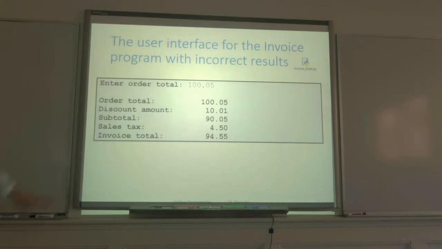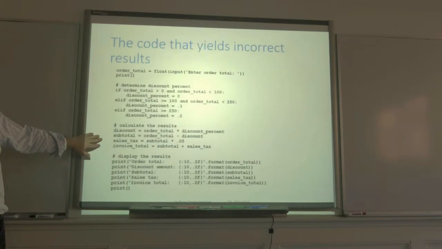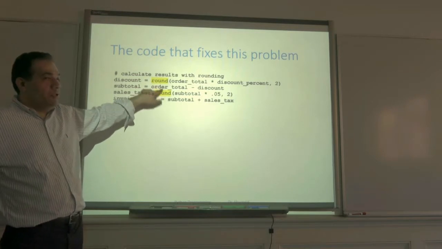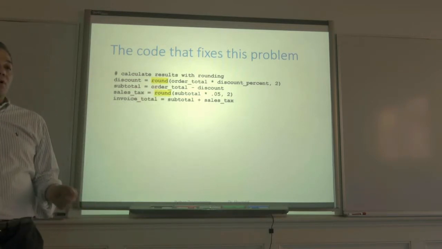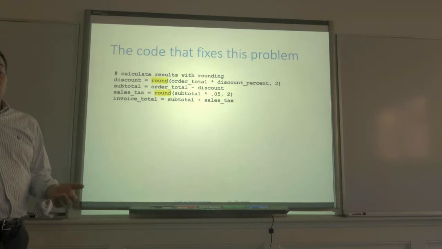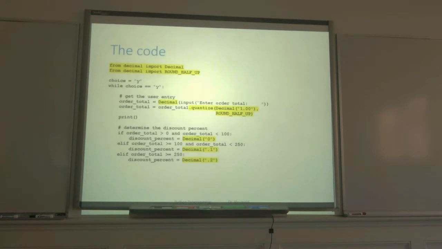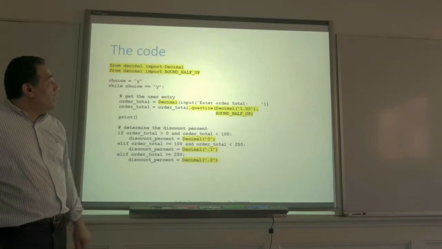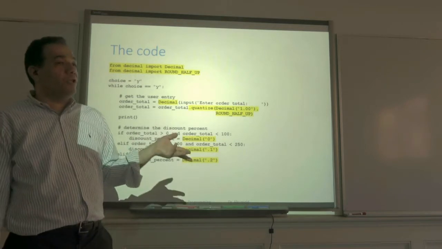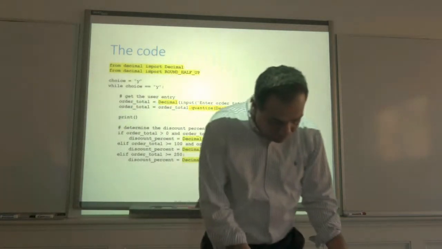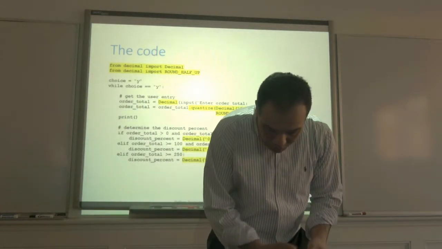This is one of the programs: order, total, discount, amount, subtotal, and sales, and all of that. You'll see that in here we are using round, but round will not necessarily give you the same result all of the time, depending on how it rounds. So we have something else called decimal. You code from decimal import decimal, and there are 3 methods for rounding. I think it's on page 260.